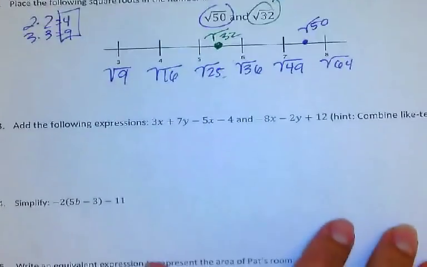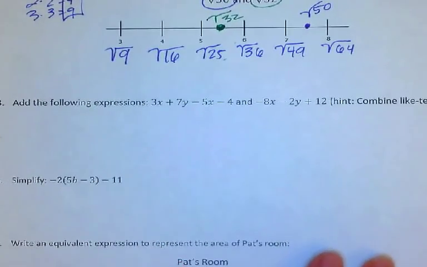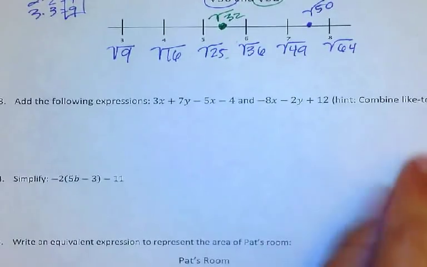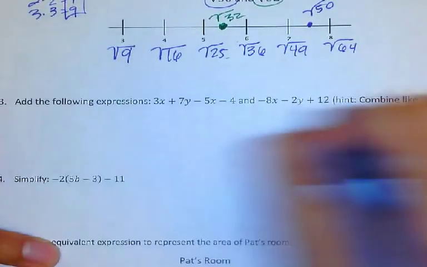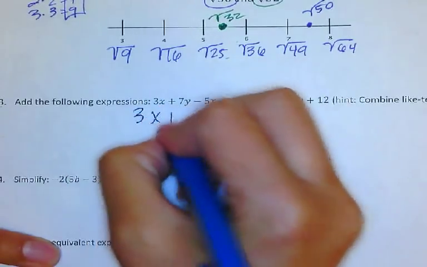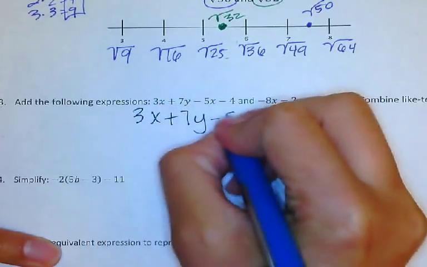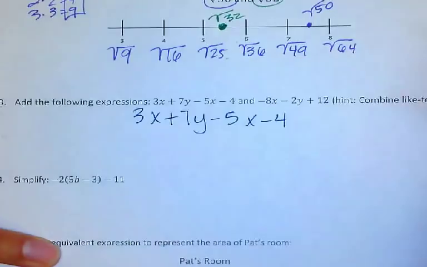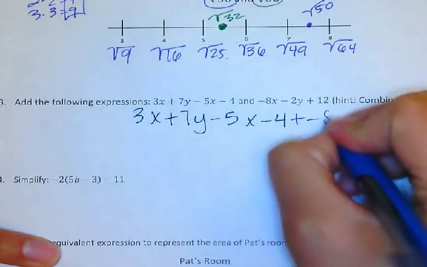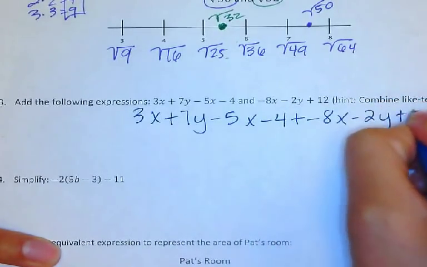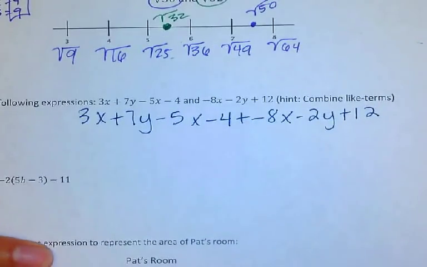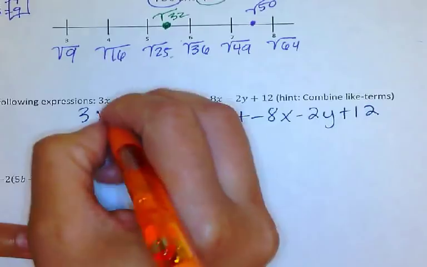All right, so moving on. Number 3 asks you to add the following expressions, and I gave you a hint. You're combining like terms, so you can put them all together. So this is the first expression, and you're adding it to this other expression. Okay, so now you would combine like terms. So I see x's.